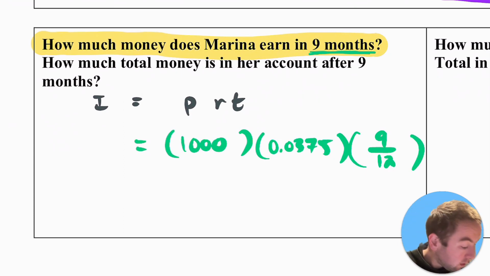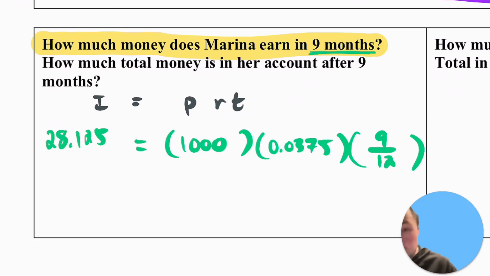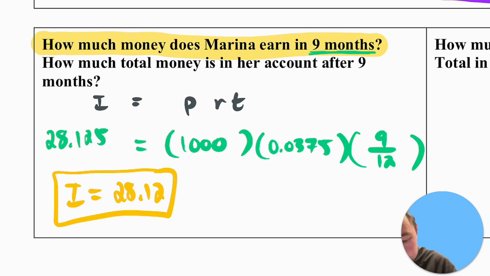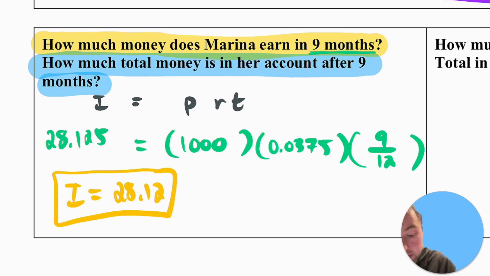Once I get this typed in here, this ends up evaluating to 28.125. Maybe it would round up to 13 cents, but for the sake of it, we'll just round it down and say that we only grow by $28.12. So the amount of interest that we would accrue there would be $28.12.